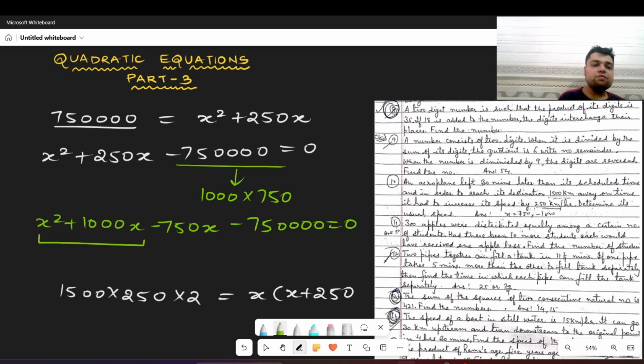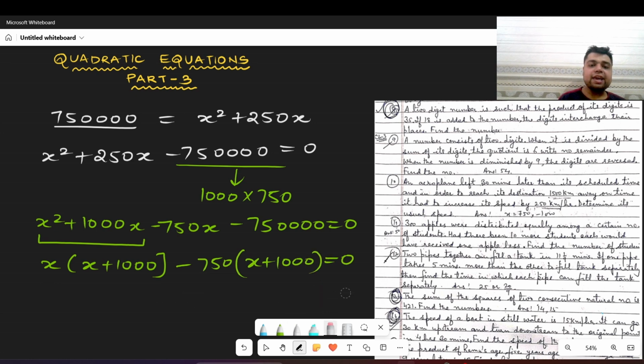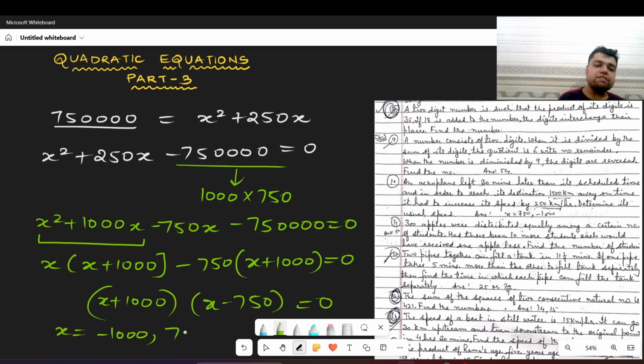So if we see carefully, I can take x common, x plus 1000 it will become, and here I can take 750 common. So x plus 1000, here also, is equal to 0. Now if we take x plus 1000 common, I will get here x minus 750 is equal to 0. So either x is equal to minus 1000 or 750.